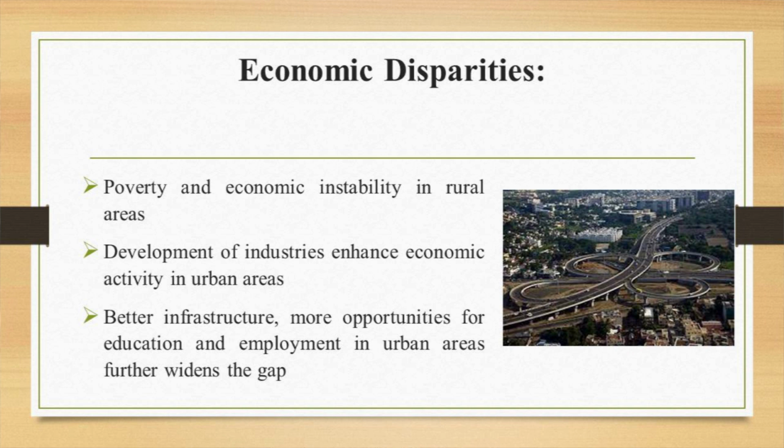As a result, farmers in rural areas are often unable to earn a sufficient income, leading to poverty and economic instability. On the other hand, urban areas in India are home to a range of industries and businesses, and the country's urban centers are hubs for economic activity. The urban areas of India have better infrastructure, access to markets and more opportunities for education and employment. As a result, people in urban areas tend to earn higher incomes than those in rural areas, and the gap between the two continues to widen as well.